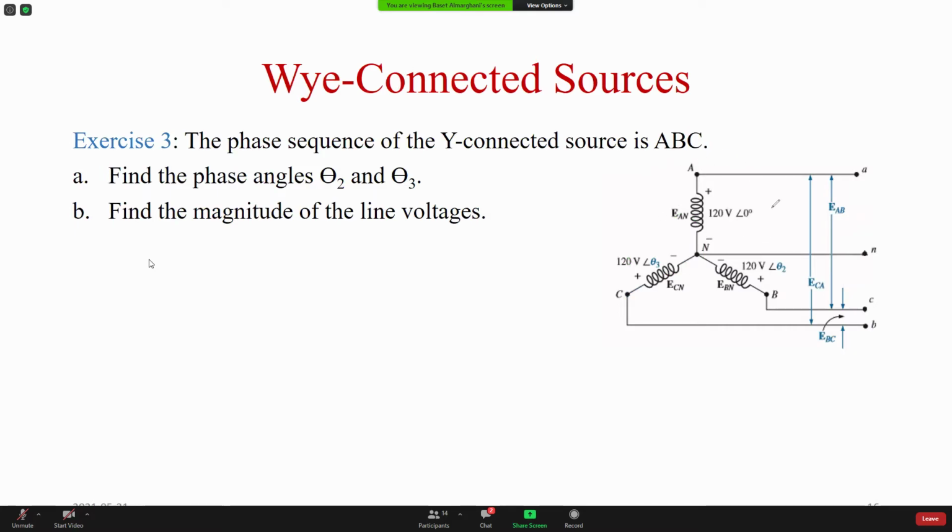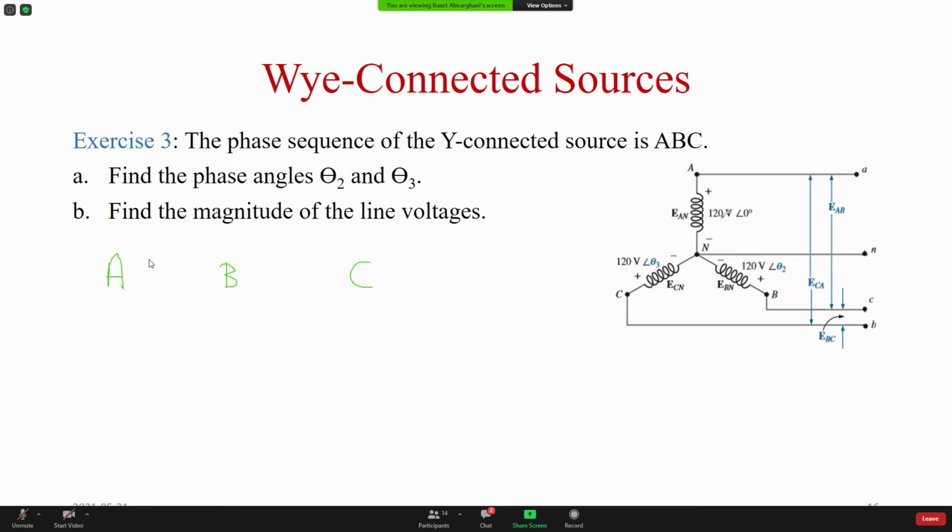Now, what connection is this? Y or delta? Y connection. Yes. So this is a source that is Y connected. And they tell you the sequence is A, B, C. So the angles A and B and C.